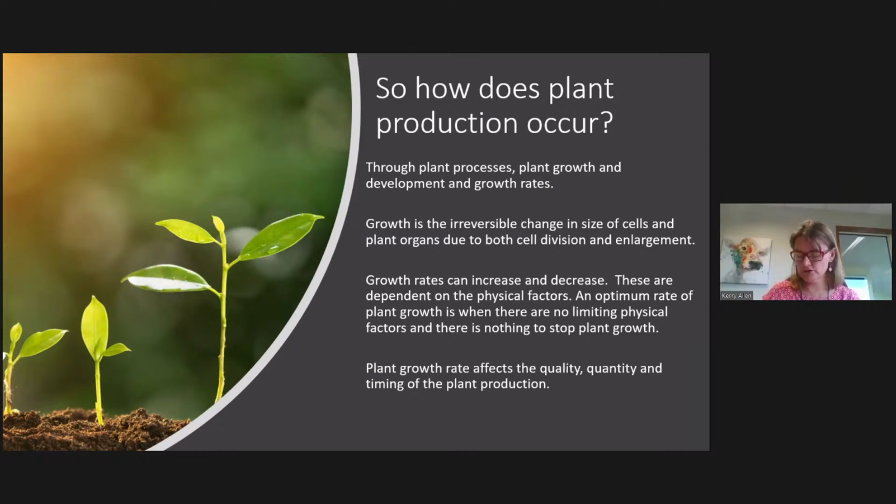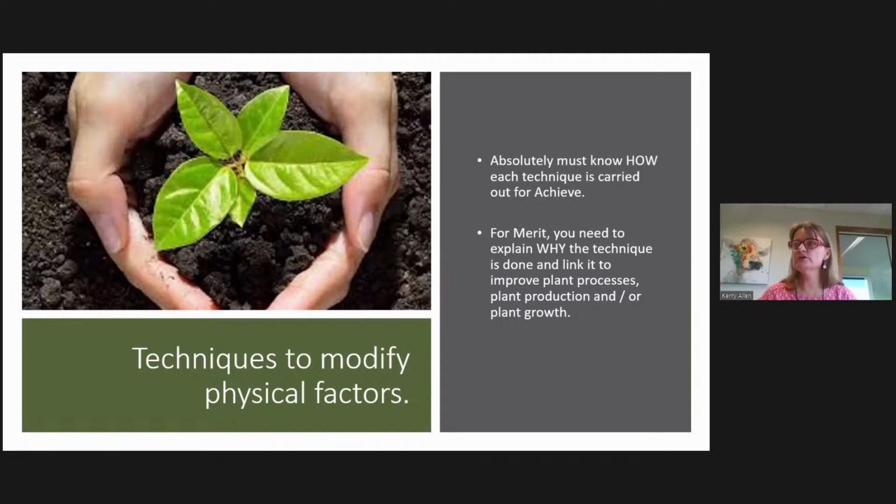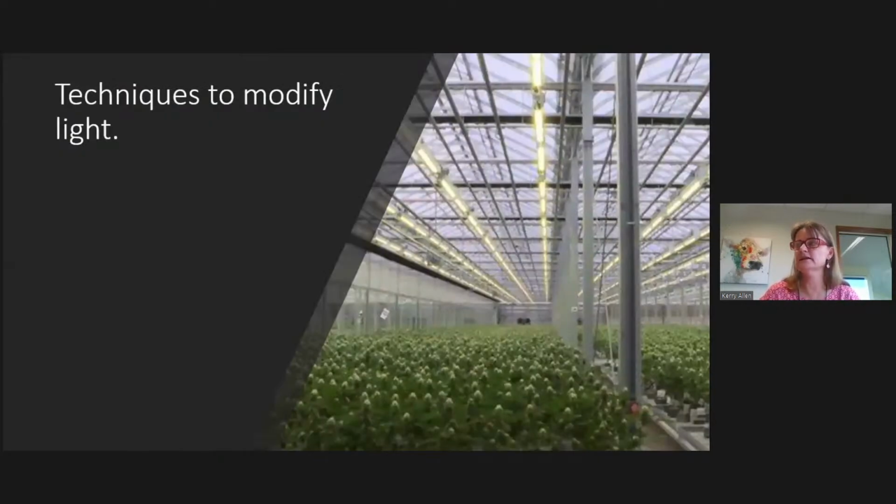And now we're going to move into the techniques to modify each of these physical factors. You absolutely need to know how to carry out a range of techniques for each of the physical factors. There are hundreds, so you're not going to need to know them all, but you have to know how to carry them out. You need to tell the examiner what the technique is and how you carry it out. Then for merit, you are linking it to all that stuff we've just talked about: plant processes, plant production, and plant growth. Is it increasing plant growth or decreasing it? Is it linked to photosynthesis or to ripening? Pretend the marker is an idiot. You need to make those links clear.